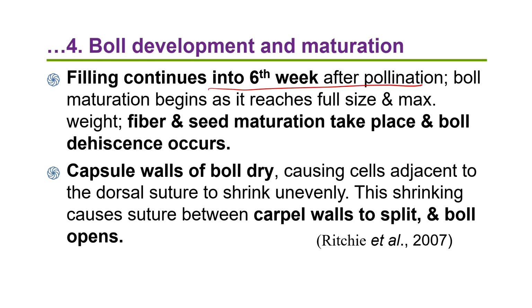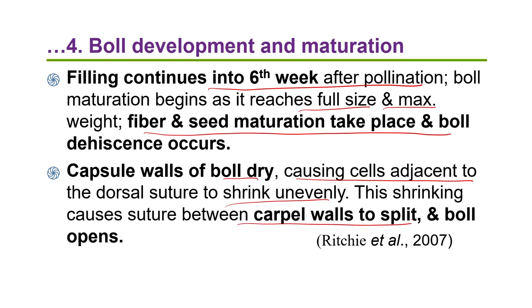Ball maturation begins as it reaches full size and maximum weight. Fiber and seed maturation takes place and ball dehiscence occurs. Capsule walls of the ball dry, causing cells adjacent to the dorsal suture to shrink unevenly. This shrinking causes the suture between carpel walls to split, and finally you can see the ball opens.